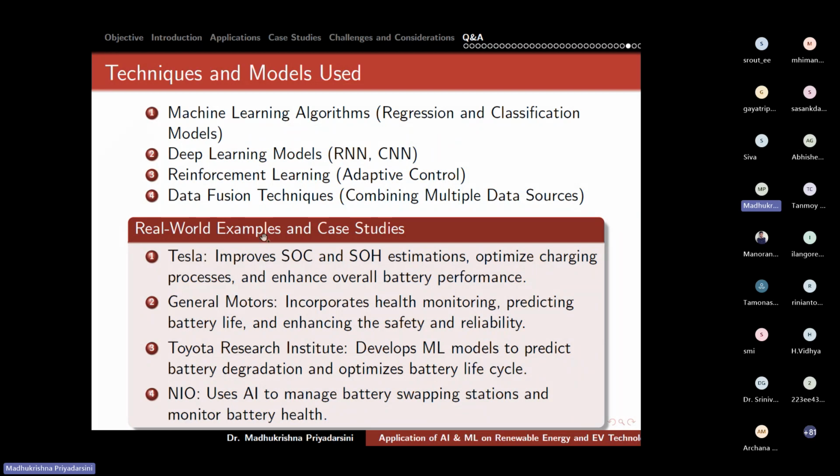And these are the real life examples and case studies which Tesla, General Motors, Toyota, and NIO are working on in EVs. Tesla, you know, is the pioneer in the market for electric vehicles, and it is improving the state of health and state of charge estimation and optimizing the charging processes, because lithium batteries are used for all your EVs, and lithium is very scarce in the world.